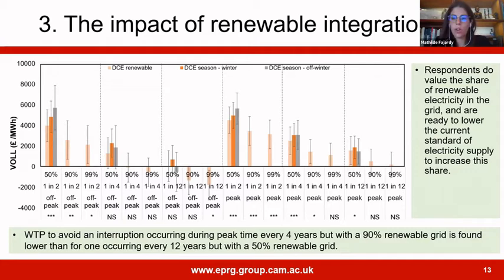And that's quite important. In particular, VOL for interruptions occurring during peak time, here every 4 years, but with 90% renewable integration, is lower than that for one occurring every 12 years, but with a 50% renewable grid. So this shows that should outage frequency increase with increasing demand for electricity services and integration of renewable electricity in the grid, domestic VOL would not necessarily increase and could even decrease because of people's perception of renewable electricity.